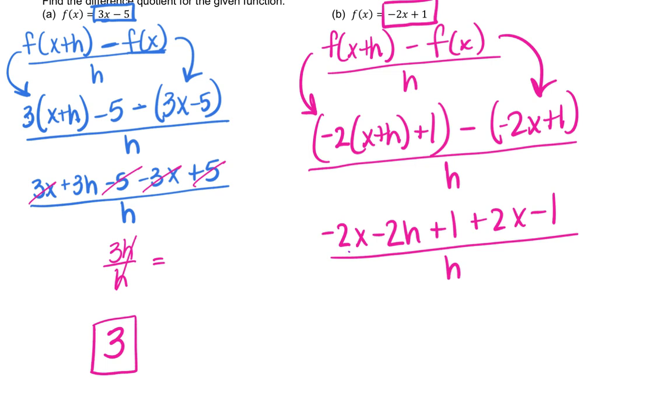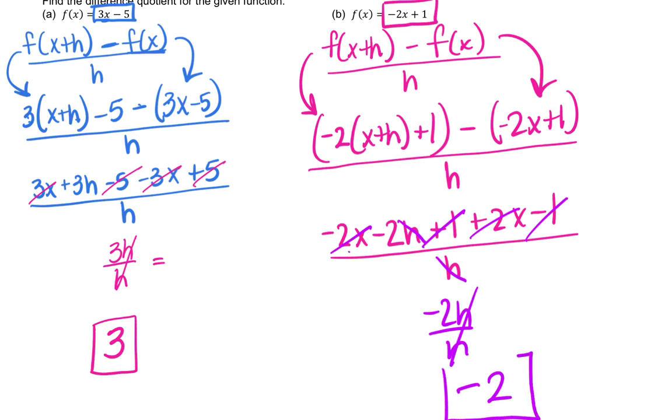Negative 2x plus 2x cancels. 1 minus 1 cancels. And this h cancels with this h because that's all that's left, because you have negative 2h over h. h's cancel. You're left with negative 2. Are we good? All right.